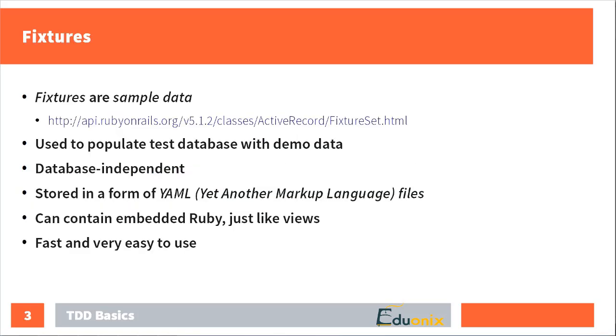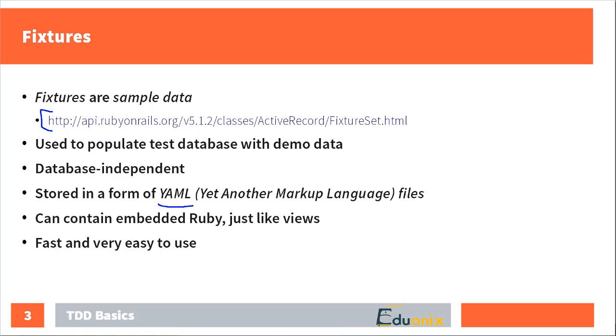So now the question is, what are fixtures and how do we work with them? You can read more about fixtures at the link on api.rubyonrails.org, and all in all, they are used to populate your test database with some sample data. Fixtures are basically database independent, so you can use them with Postgres, with SQLite 3, and so on. And the data is stored in the YAML format.